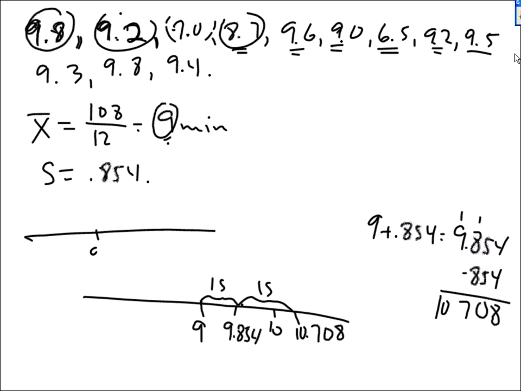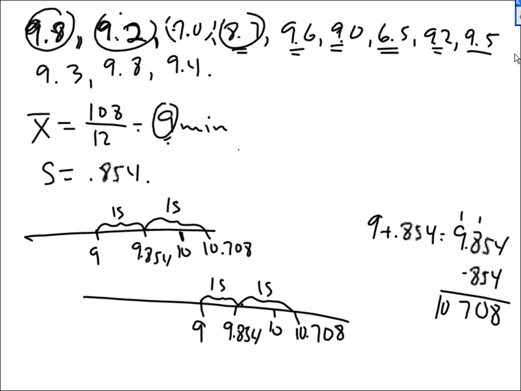Here's the average of 9. You go 1 standard deviation. That brings you to 9.854. You go another, which is below 10. You go another standard deviation. That brings you to 10.708. So 10 is somewhere in the middle. It's more than 1 standard deviation away, but less than 2. It's within 2. That's not bad. Okay, it's not unusual.